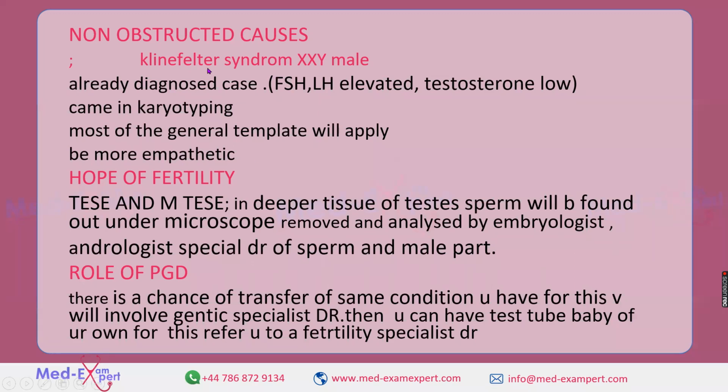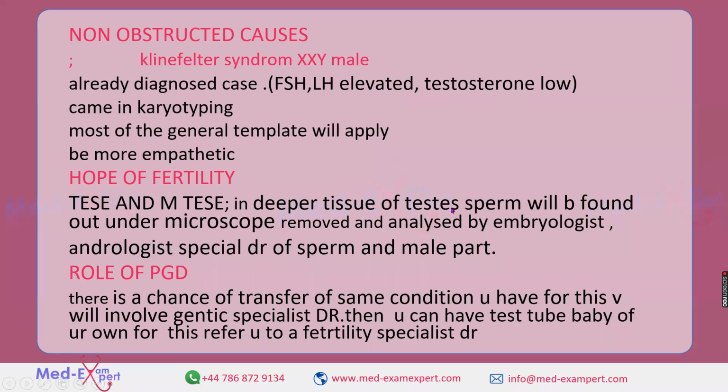Non-obstructive causes: Klinefelter syndrome is another important case, but one that never came before. It can come as an already diagnosed case, or it may come through karyotyping. The general template will apply, but be more empathetic. He is different from other males and is very disheartened. Give him hope for fertility by TESE and MicroTESE.